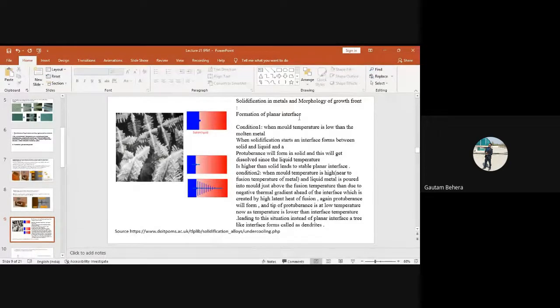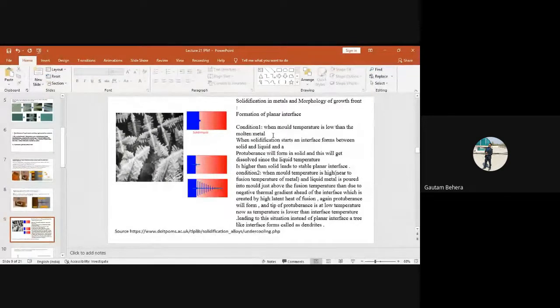Fine. So condition 1. What is condition 1? When mold temperature is low, then the molten metal. Suppose you are using a mold and the temperature of the mold is very low, right? Suppose room temperature. Consider it at room temperature. But the liquid metal is at a very high temperature. You now need to pour the liquid metal into the mold. And in this situation, the maximum chance is there will be formation of planar interface. Right? The solid and liquid interface will be completely plane. There will be no preferential growth. So there will be no formation of dendritic structure, basically.